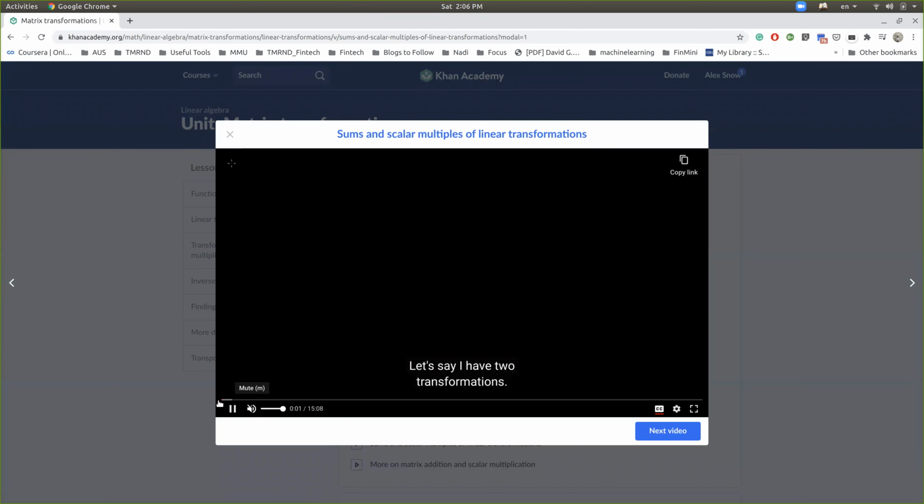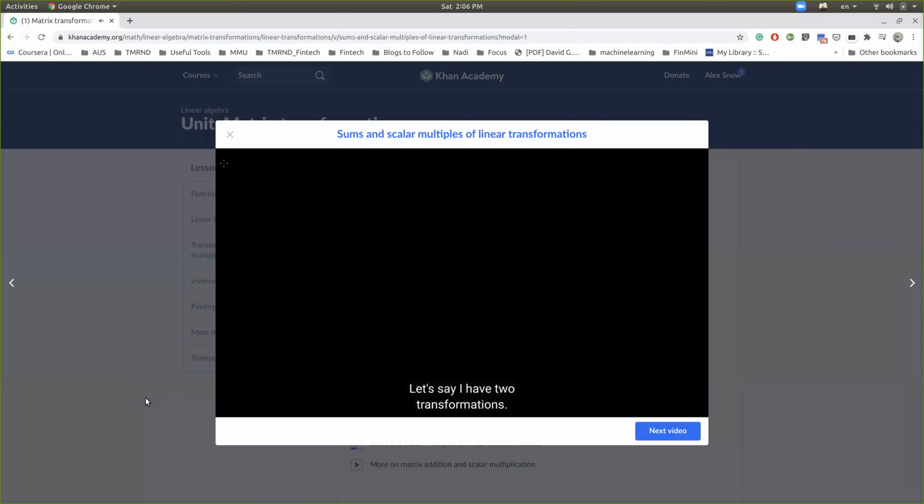Two transformations. Let's say I have two transformations. I have the transformation S, which is a function or a transformation from Rn to Rm. And I also have the transformation T, which is also a transformation from Rn to Rm. I'm going to define right now what it means to add the two transformations. So this is a definition.